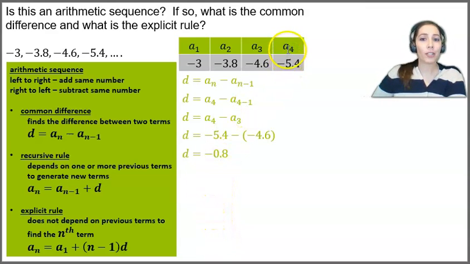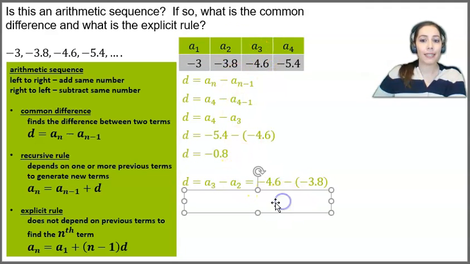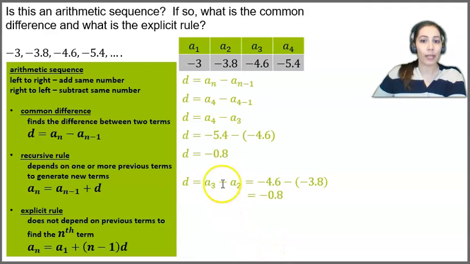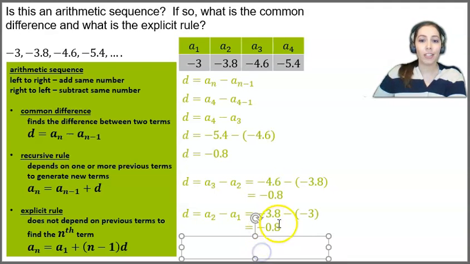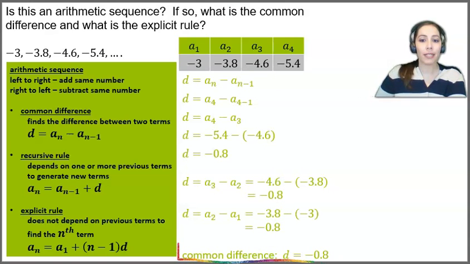Now, I found the common difference between a sub 4 and a sub 3, but in order for this to be an arithmetic sequence, the common difference between all consecutive terms has to be the same. So I'm going to go ahead and try a sub 3 and a sub 2. That's -4.6 minus -3.8, which is -0.8. Now I'm going to try the difference between a sub 2 and a sub 1. That'd be -3.8 minus -3, which is also -0.8. So I can see that my common difference between each one of the consecutive terms is d equals -0.8.